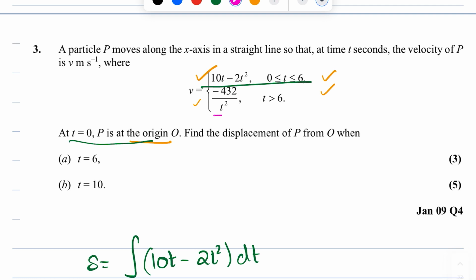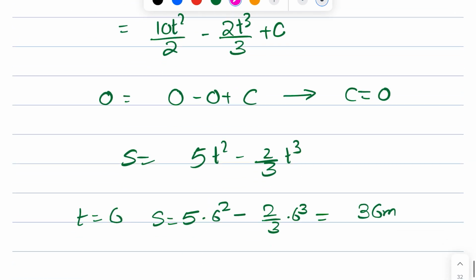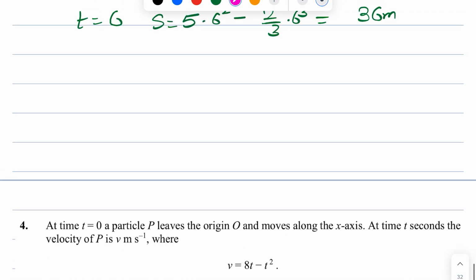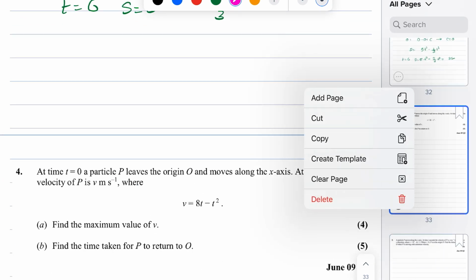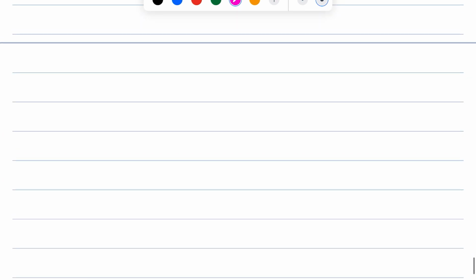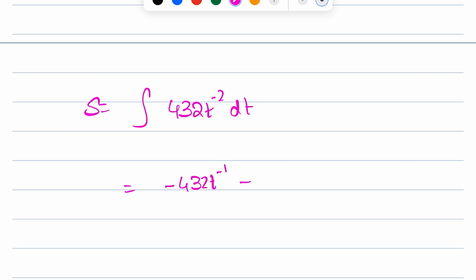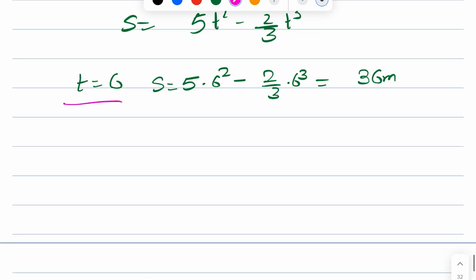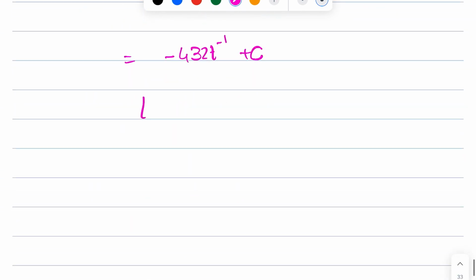Now for 10 seconds. 10 seconds means I should be taking the second equation. s equals the integral of 432 t power minus 2 dt. So it becomes minus 432 t power minus 1 plus c. Now we know that at t equals 6, s equals 36.